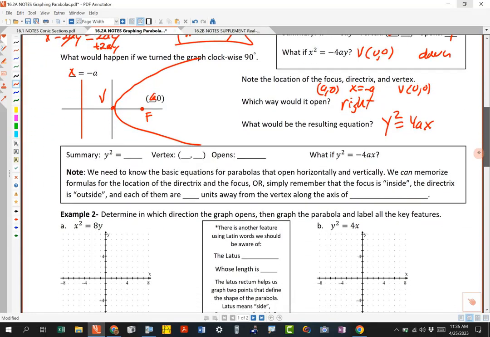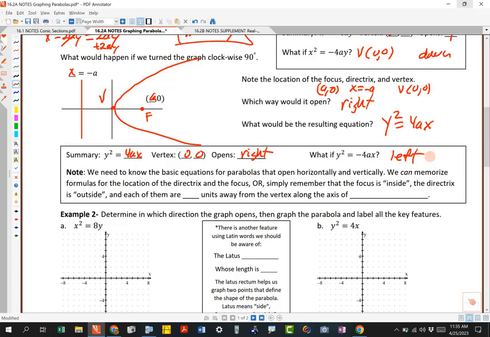So here's the summary. Y squared equals 4ax. Vertex is at the origin and opens to the right. What if we put a negative in front of it? Opens to the left.